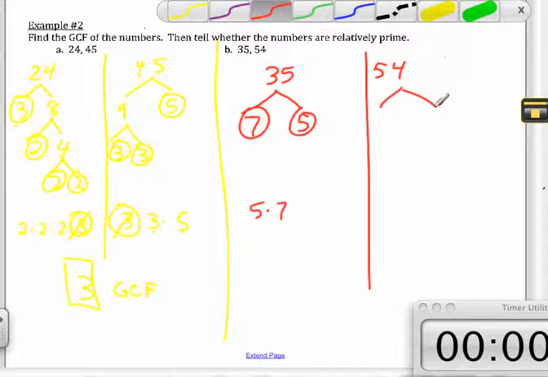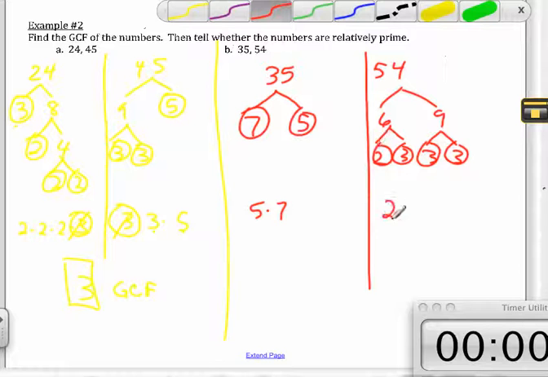All right. Let's see. Ethan, break down 54 for me. 6 and 9. All right. Alex, break down 9 for me. 3 and 3. Will you break down 6 for me too? 2 and 3. Okay, so the prime factorization for 54 is 2 times 3 times 3 times 3. Do they have a factor in common?